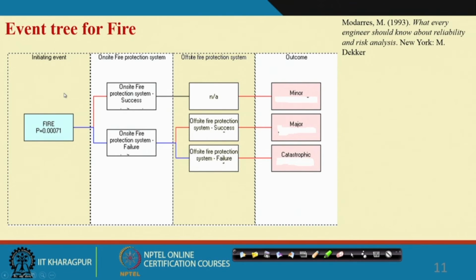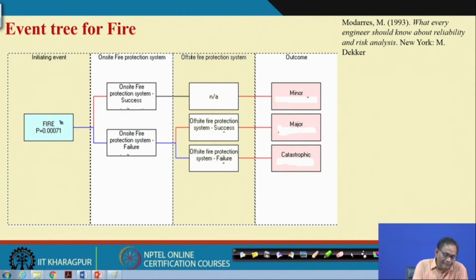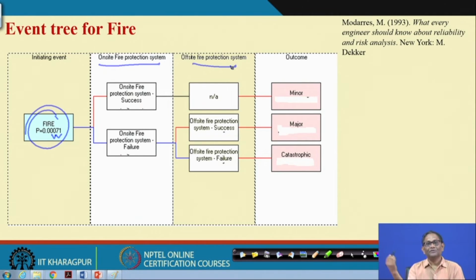Let us assume that how the fire occurs, that fault tree, is known, and that there is a very small probability that fire will occur in this system. Now, there are two things: the on-site fire protection system and the off-site fire protection system. Nozzle 1 and nozzle 2 are on-site, and otherwise the local fire department will come. If the on-site fire protection system is successful, then off-site is not required, so the outcome or accident scenario will be minor damage.